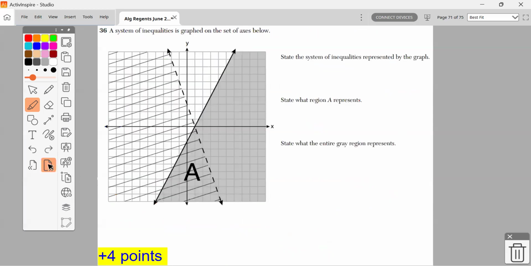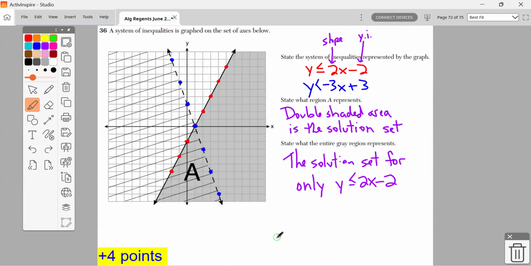In question number 36, a system of inequalities is graphed on the set of axes below. They actually don't have you graph these. They just have you work backwards and ask you what the equations are. This is hard again. So state the inequalities. Looking at this red one, I put dots where the line crosses the background grid on all of these.